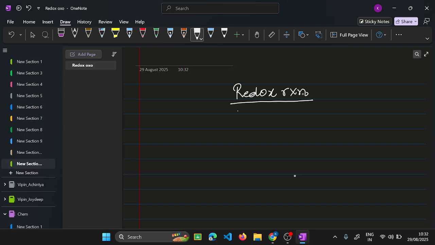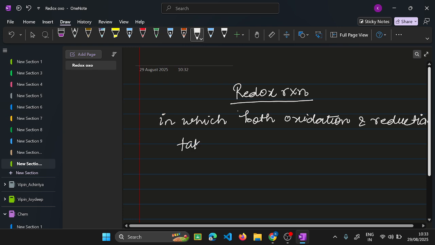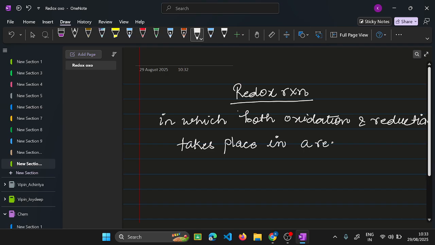So basically, what is a redox reaction? Redox reactions are those in which both oxidation and reduction take place. If both oxidation and reduction take place in a reaction, then it is known as a redox reaction. Any doubt in the definition? No.